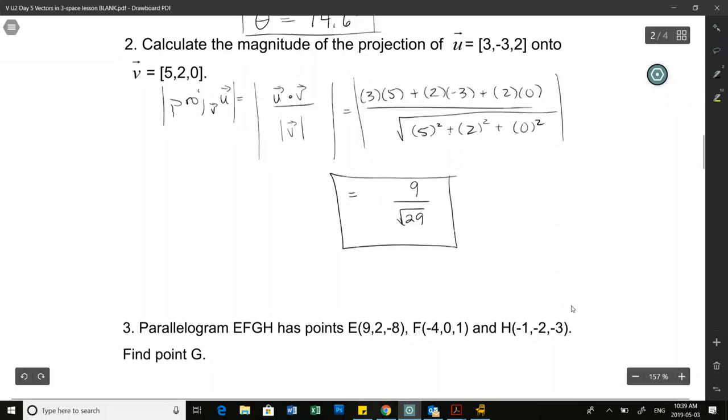Do we have to rationalize? I won't be super picky about it. You can. The textbook might. I'm not sure. I think we should. I'll take that as a big no. If I lost one of it, guys, it's 9 root 29 over 29. That's a big difference.